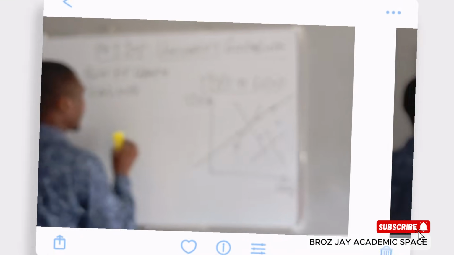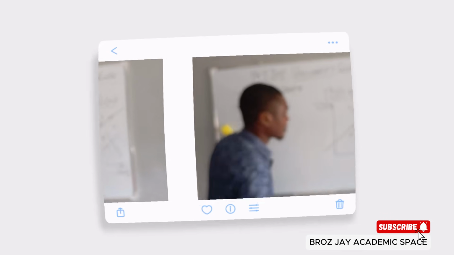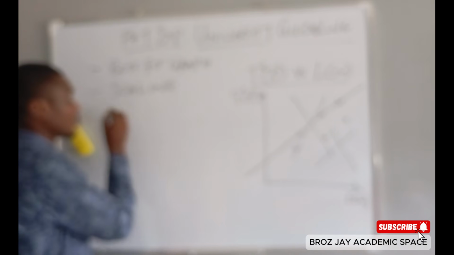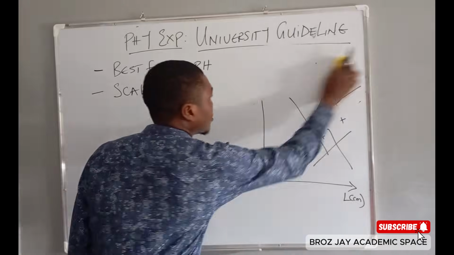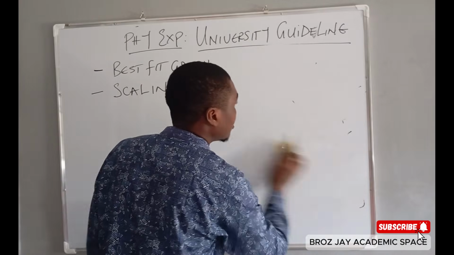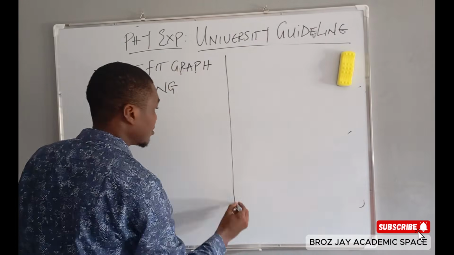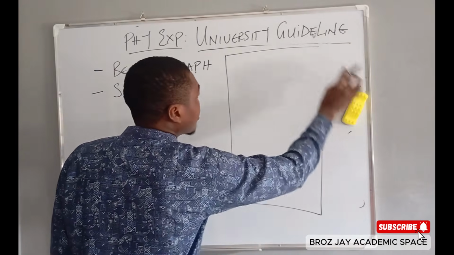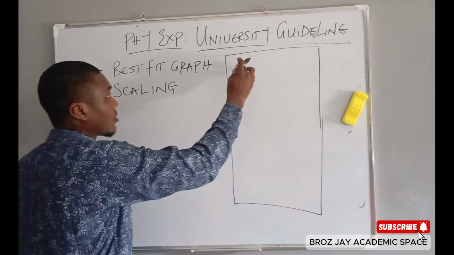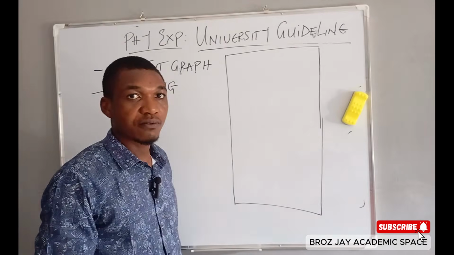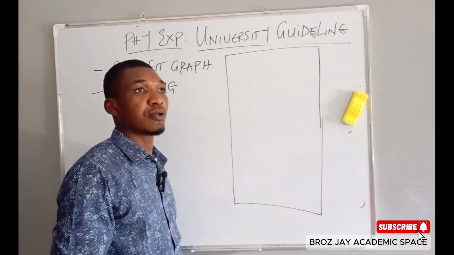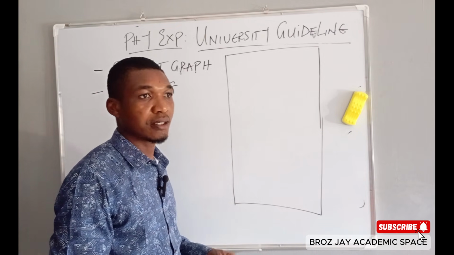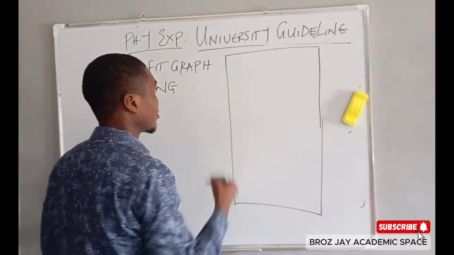Now the next one we'll be talking about is scaling. Scaling, very important. You need to know that your scaling, remember I say your title should be up. So let's take for example, this is a graph sheet. Typical example of a graph sheet. And up here, let's say we should plot a graph of L in centimeter against T square in second square. So let me title this graph.